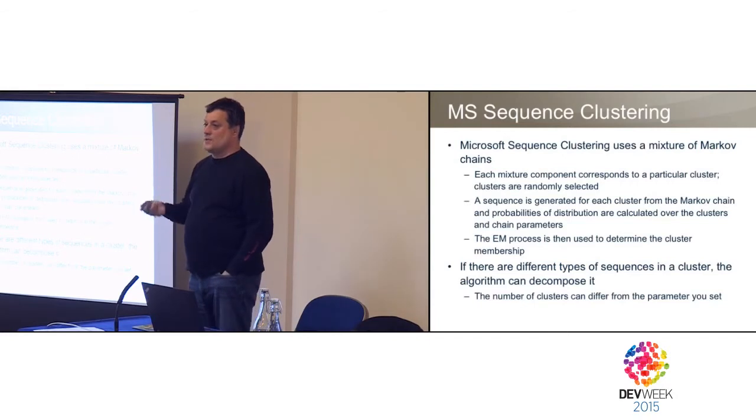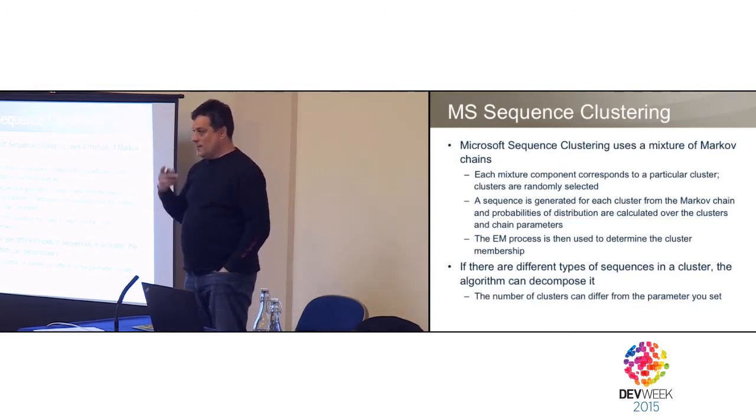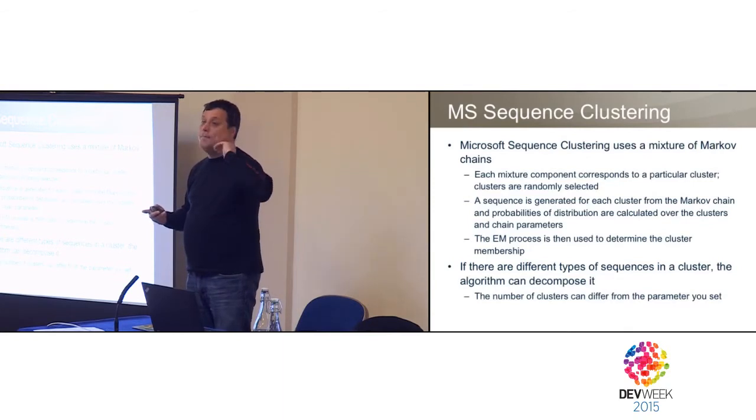Microsoft sequence clustering is very smart. You define the number of clusters, and this defines your number of sequences. Like with clustering, we had 10 clusters. However, this is dynamic. This is the minimal number of clusters. Sequence clustering can split a cluster into two if it makes sense.